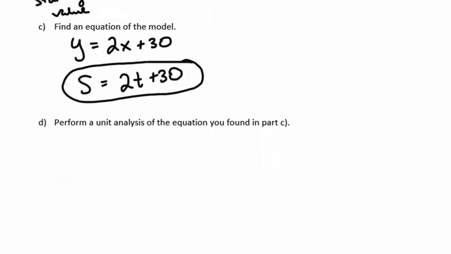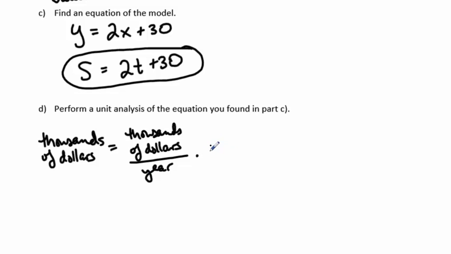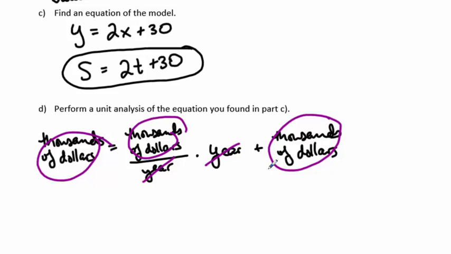Let's perform a unit analysis on the equation. The units on salary are thousands of dollars. The units on the 2 are thousands of dollars per year. The units on t are years. And the units on 30 are thousands of dollars. When I multiply the 2 and the t, year and year cancel, so that gives me thousands of dollars plus thousands of dollars equal thousands of dollars. So the unit analysis checks out.